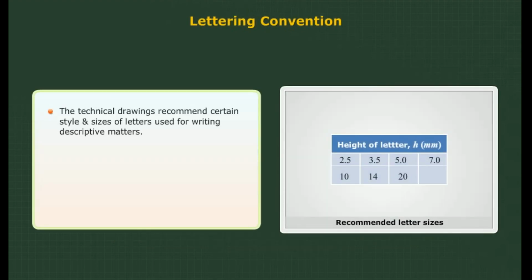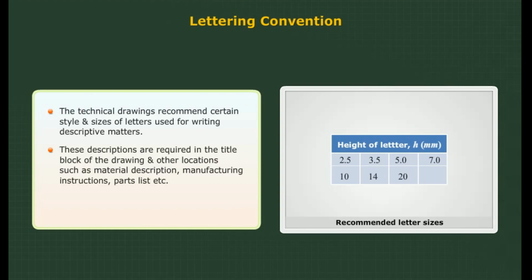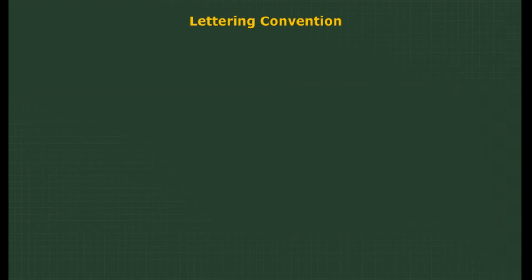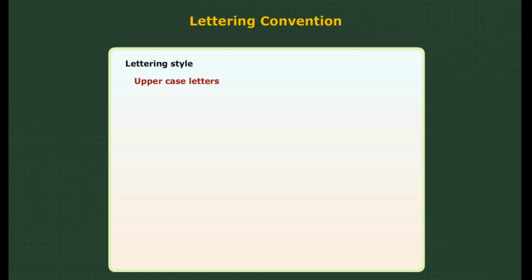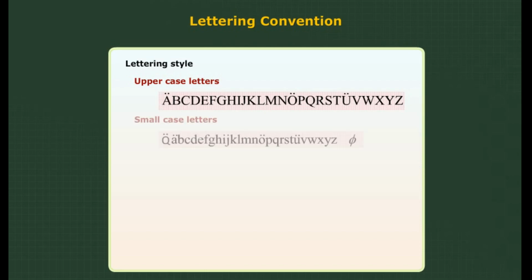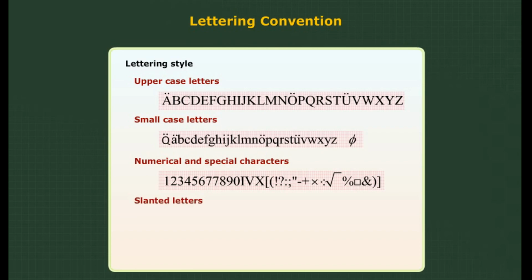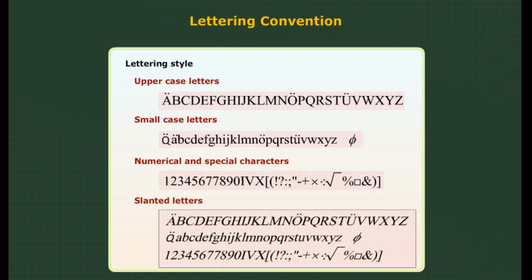Lettering convention. The technical drawings recommend certain styles and sizes of letters used for writing descriptive matters. These descriptions are required in the title block of the drawing and other locations such as material description, manufacturing instructions, parts list, etc. The essentials of this lettering convention are reproduced in the next slide. Sizing of letters is shown below. Lettering style. Uppercase letters. Small case letters. Numerical and special characters. Slanted letters.